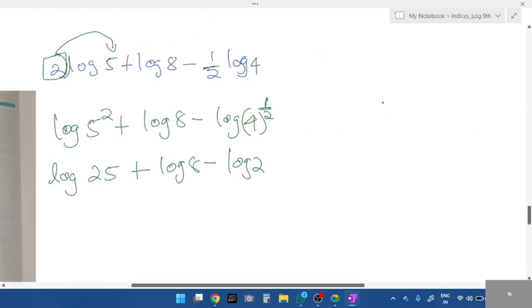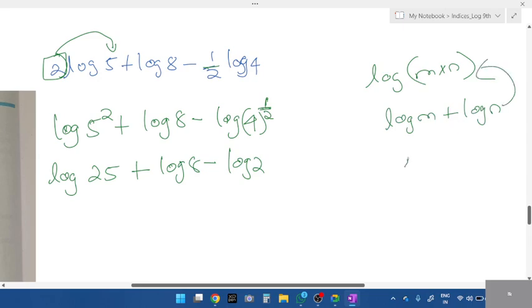2. Now look here. Log m into n. What is log m into n? Log m plus log n. You should know even the reverse order. If log m plus log n is given, what do we do, students? Take log common. m into n. Sorry, if m plus n is given, you have to multiply. No, no. If both are given, what do you do? Take log common. Look here. Log, I'll take common.